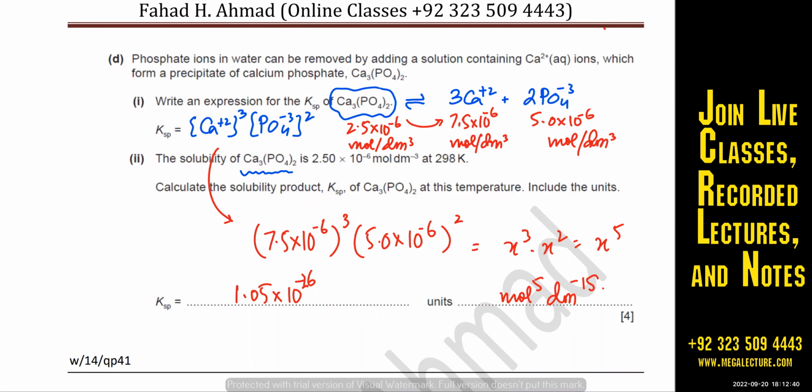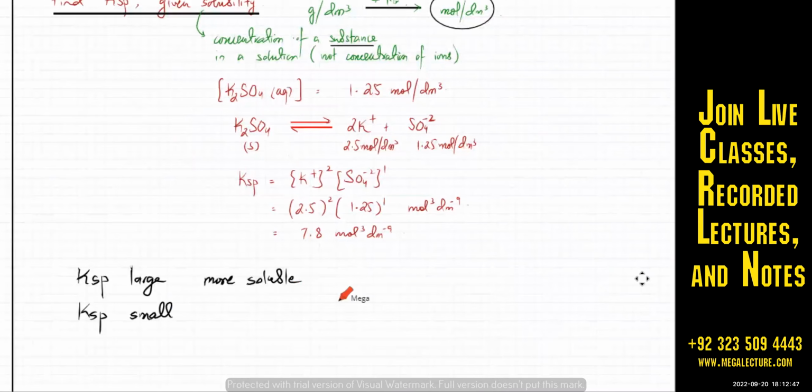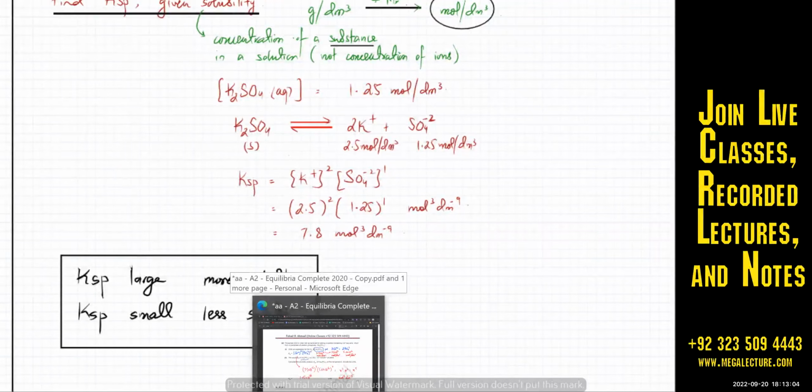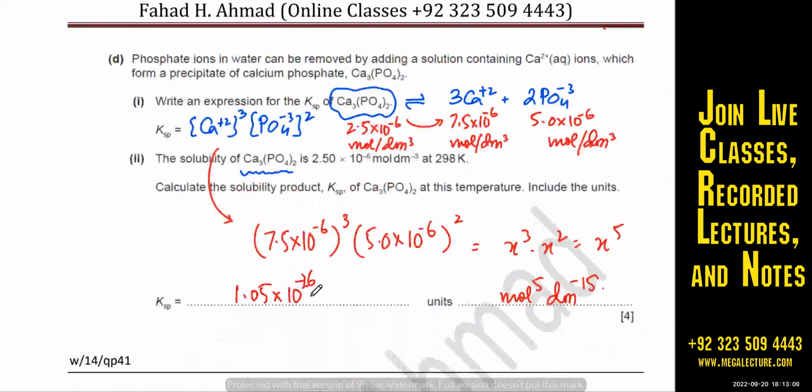Okay, so if KSP is small, that means it's going to be less soluble. So KSP gives you an idea about how many ions are going to be produced when an ionic compound dissolves. Something that is not very soluble is going to have a very small value of KSP. This one over here has a really small value of KSP. That means it's not going to be very soluble.